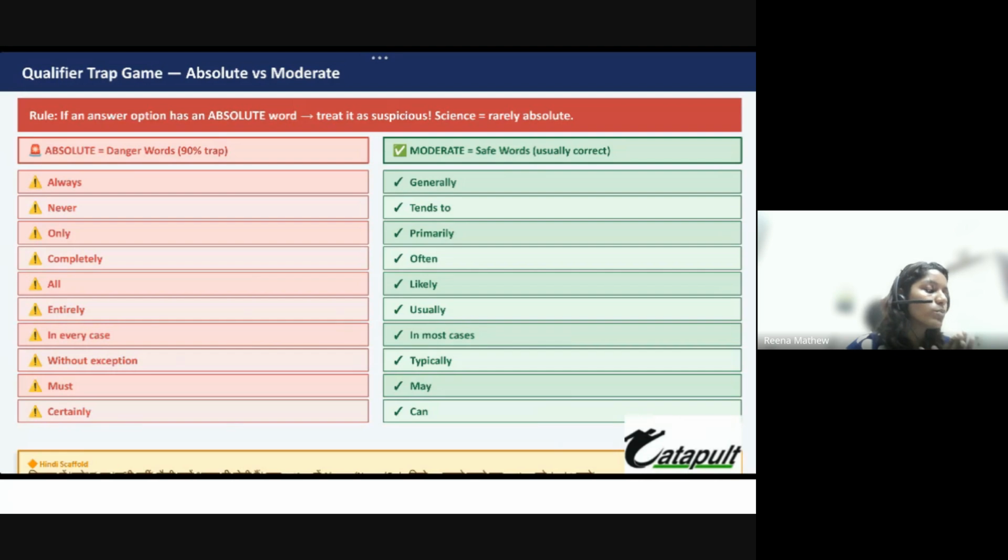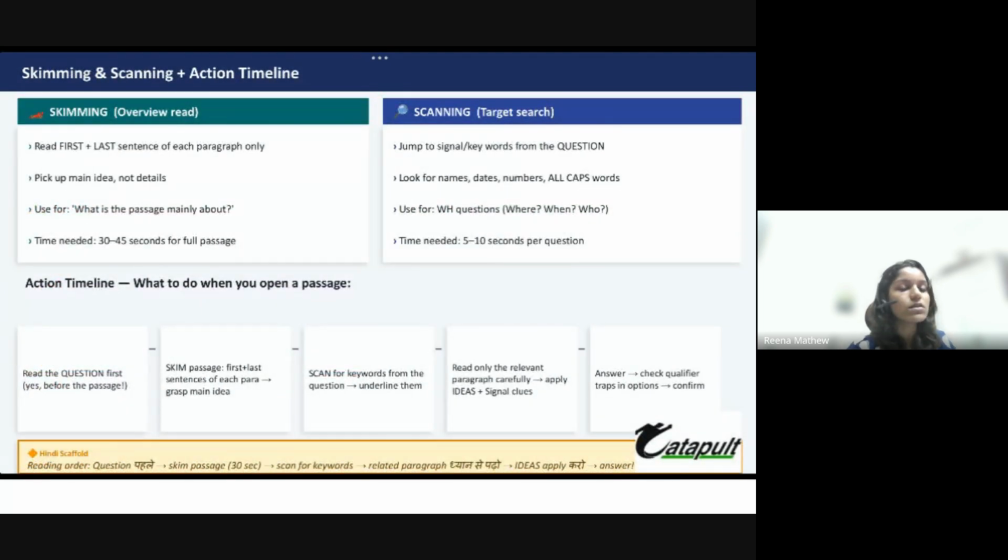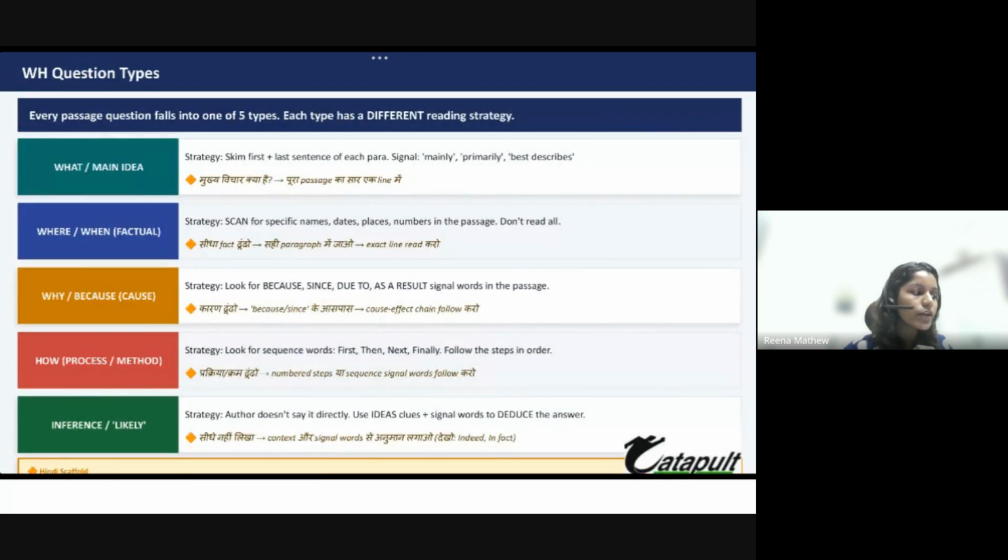So absolute words are when we say always, never, only, completely, all. When these words come, you should be a bit careful. I'll give you an example. And this is what we learned in yesterday's class. I won't go there. Skimming and scanning, when to use it. First, you have to read the question. Then how should you skim through the passage? How to scan for words. We have learned this. So this is just a summary.